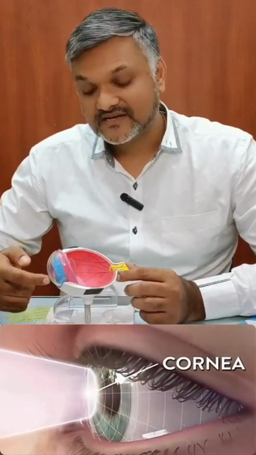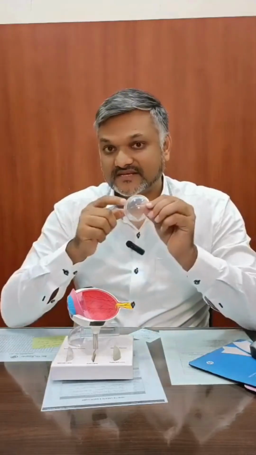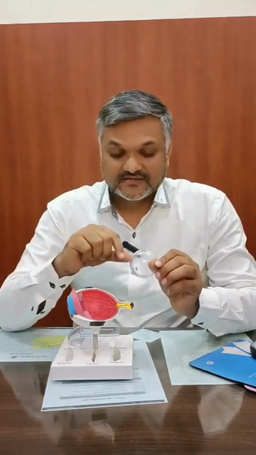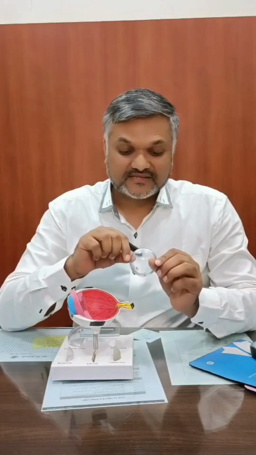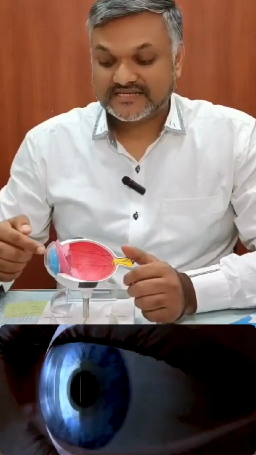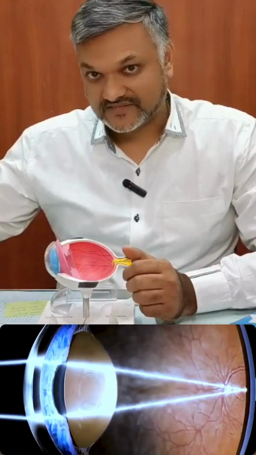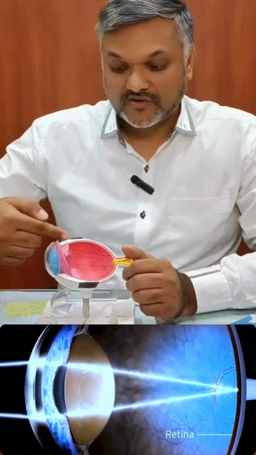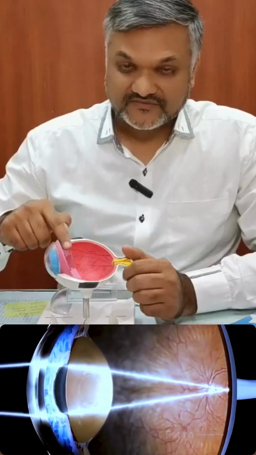The first part you see here is the clear structure called the cornea. This is a transparent tissue present in the eye. It has no blood vessels and no lymphatics. It is the first structure at the front of the eye. It helps to focus the light coming from outside onto your retina with the help of the lens.